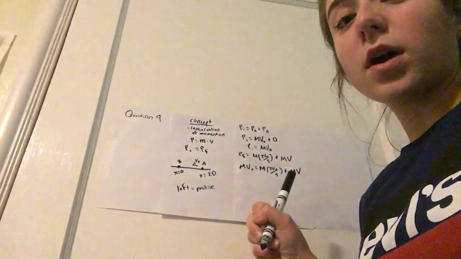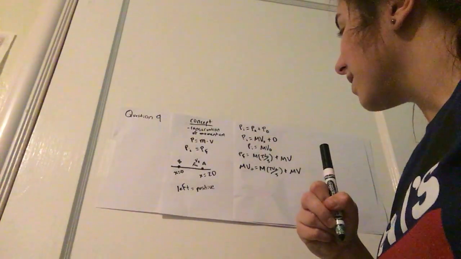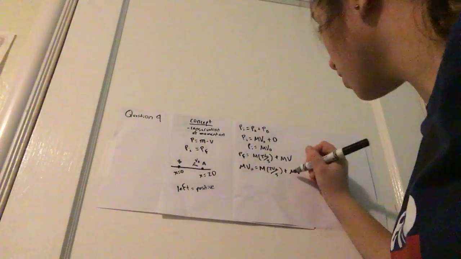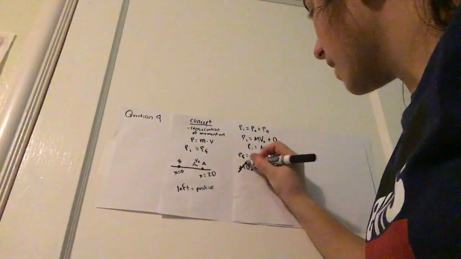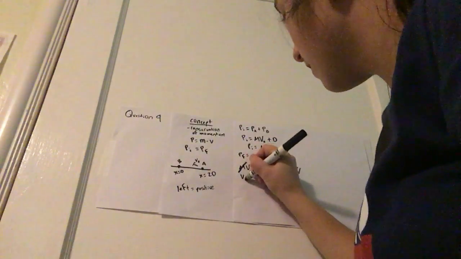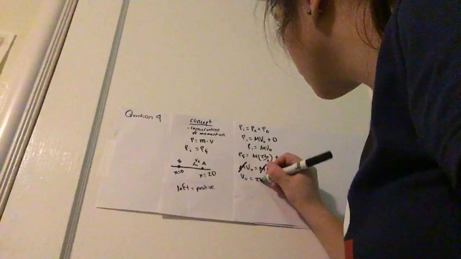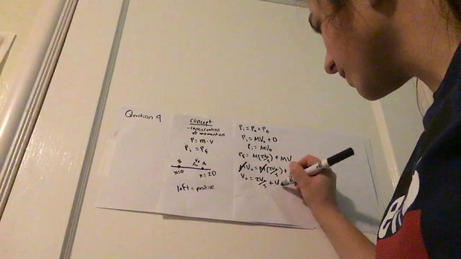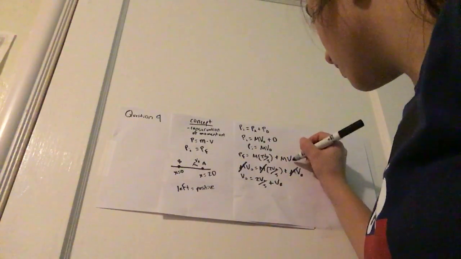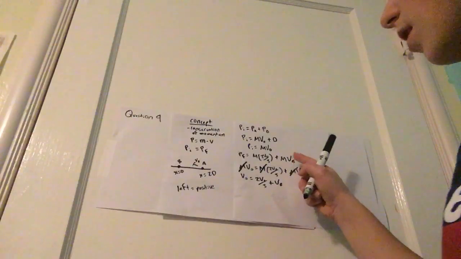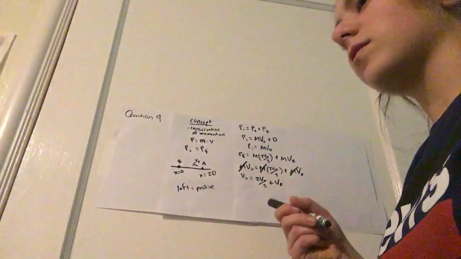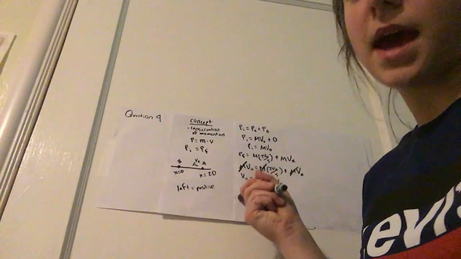So I'm going to do m v naught is equal to m 2v naught by 3 plus mv, and then I can cross out all of the m's in this case because they're in all of them. So then I have v naught is equal to 2v naught divided by 3 plus v. Sorry, I forgot to define this. This is the velocity for particle B. And remember, in this problem, we're trying to solve for the velocity of B at the end.